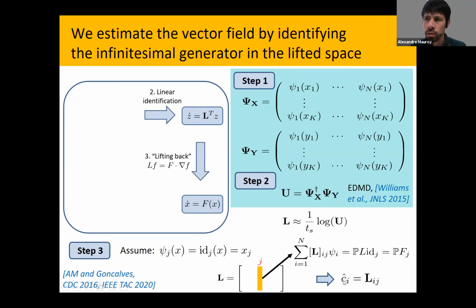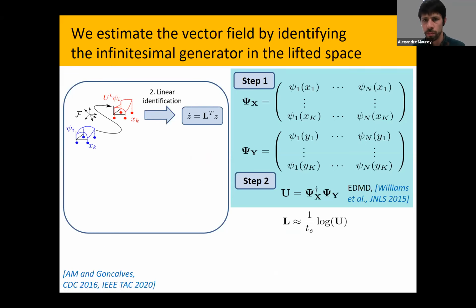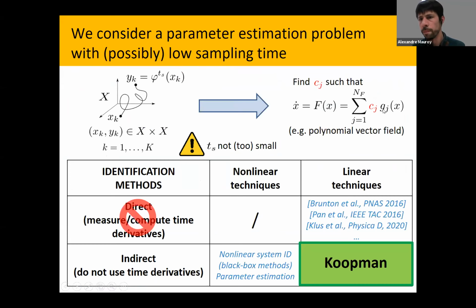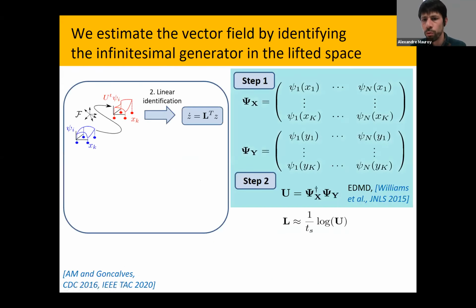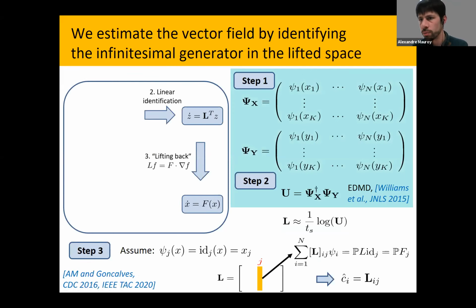But there is a condition. First, we need to have this identity function in the basis functions, but we also need to have the library function in our basis functions. So this function g_j should be in the basis functions. So we need to select, once more, the basis functions in a smart way.